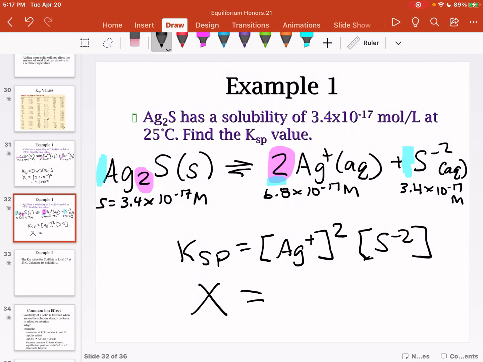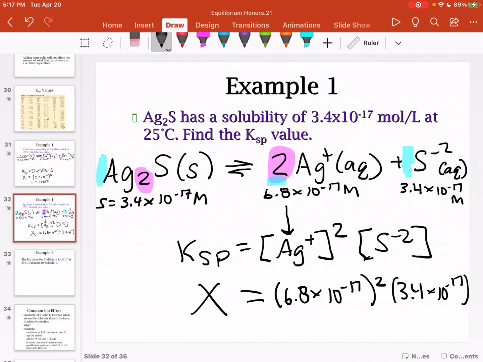Now I go to set it up. Check out, the guy I just doubled also gets squared because of the Ksp expression. So this is 6.8 times 10 to the negative 17th, that's squared, times 3.4 times 10 to the negative 17th. And push those buttons there, and look at how this stacks up quick. Our last guy with just 2 ions was 4 times 10 to the negative 8th. This guy now has a Ksp value of 1.6 times 10 to the negative 49.